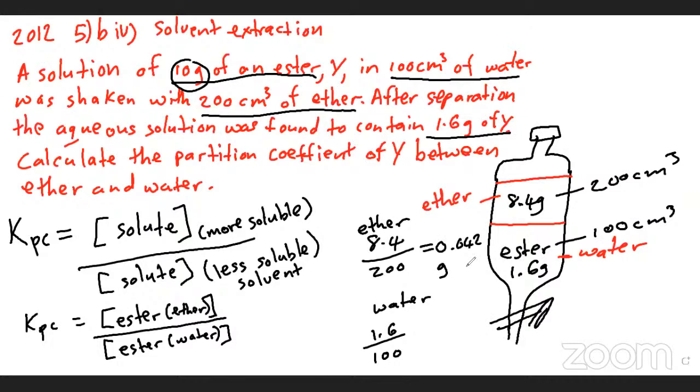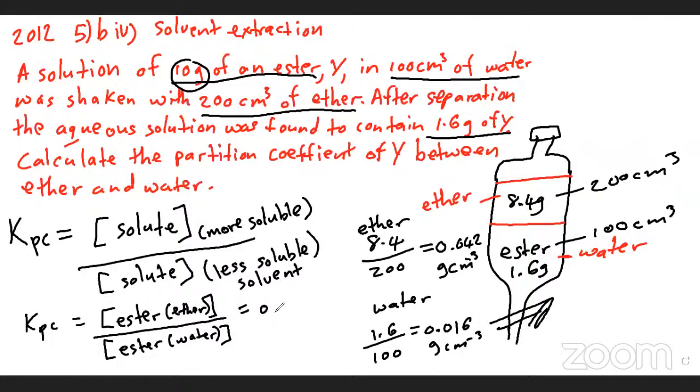So this is mass concentration. The unit wouldn't be gram per dm cube, it would be gram per cm cube. And then 1.6 divided by 100 would be 0.016. All right. So now we have the concentrations, and we just plug them into the formula.